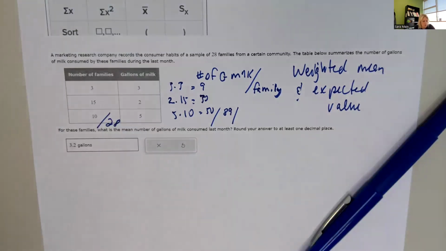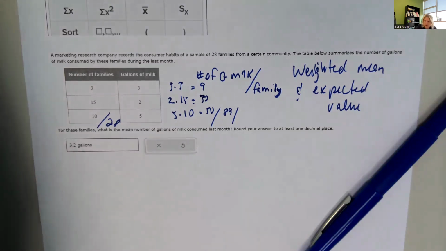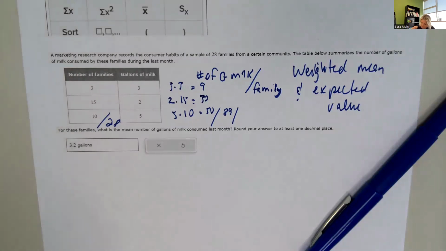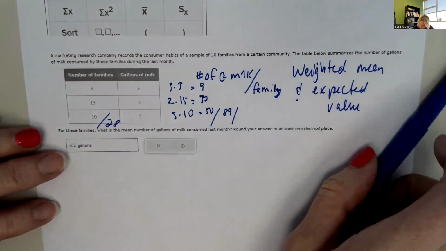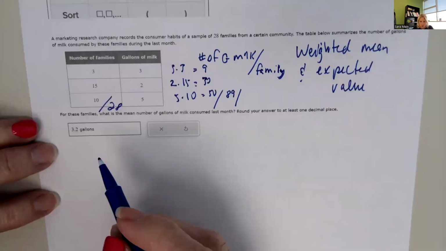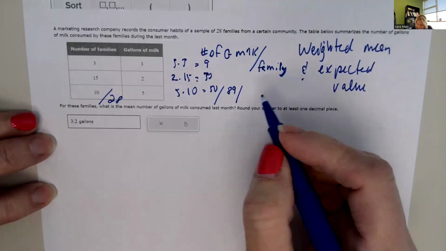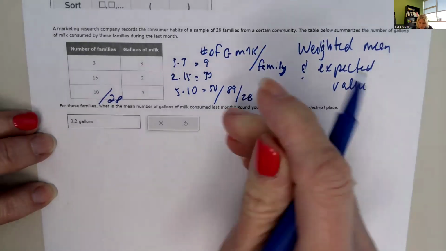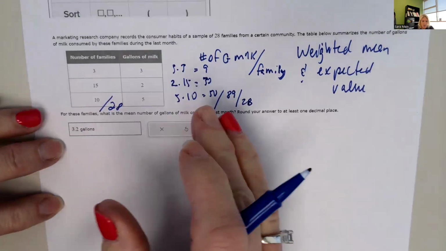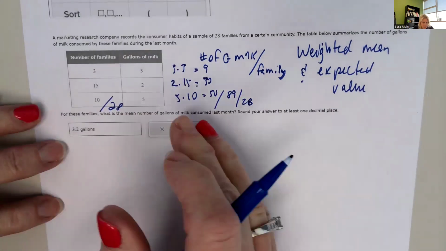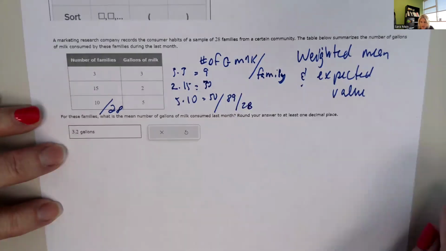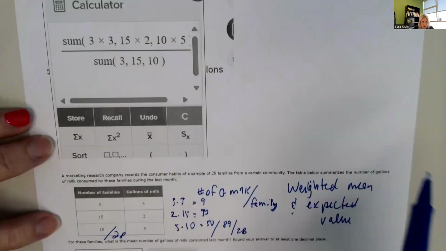And when you do that, we get 3.17, or rounded to 3.2. But when there's bigger problems, and if you don't feel confident with your mental math, you should use the calculator. So I'm going to show you how you do that in Desmos.